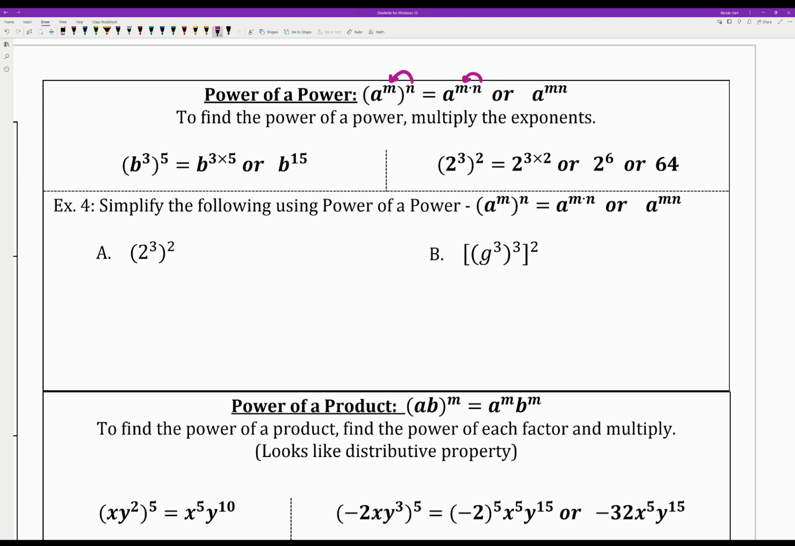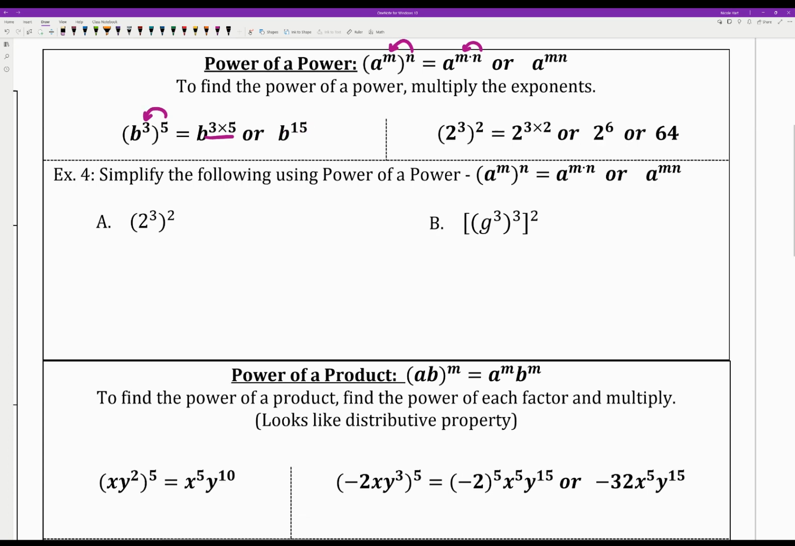So for example, I have b to the power of 3 with a 5 outside of the parentheses. So that 5 goes to the exponent inside of the parentheses. It doesn't go in front of the b, it goes to the exponent. They're both little numbers, and it gets multiplied, so we have 3 times 5, which gives us 15. So it's b to the power of 15.